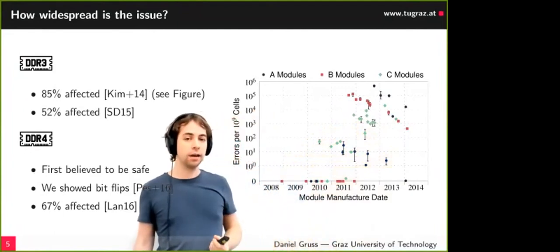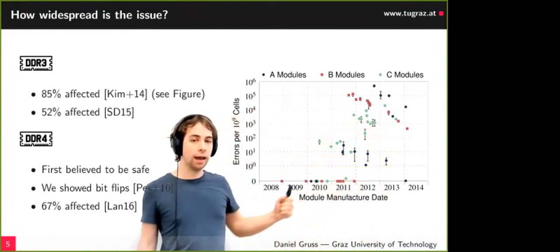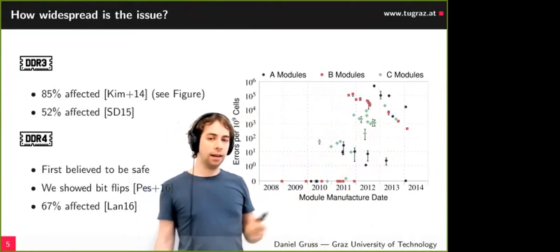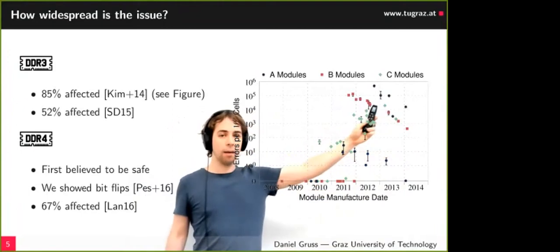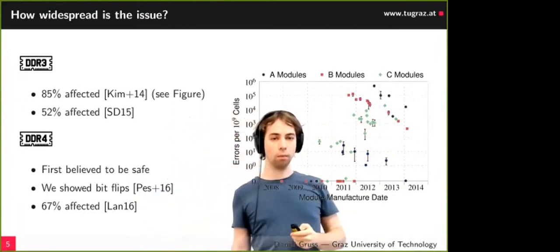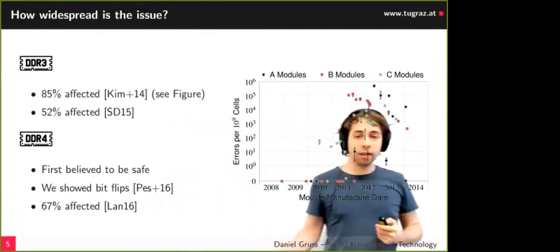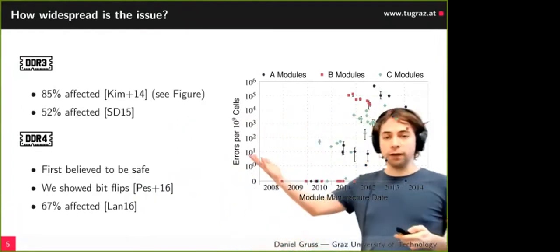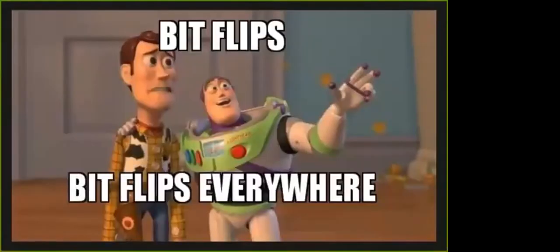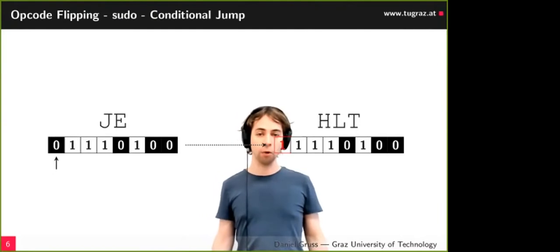The other explanation is that there are also some aging effects in DRAM, and these aging effects cause more bit flips on older modules that have already been used more. But anyways, you can plainly say bit flips, like with 85% affected, bit flips everywhere. So the question is, what can we flip? And in this case, we will take a look at opcodes. We want to flip opcodes.